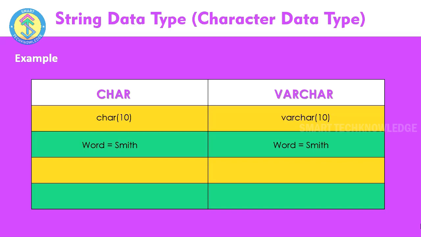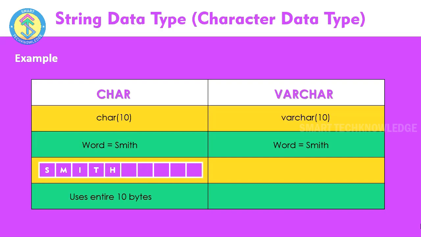If I use char 10, I am allotting 10 bytes. Even if the word Smith has 5 characters, it will use the entire 10 bytes. But in case of varchar 10, it will use 5 plus 1, that is 6 bytes. Remember that in varchar, it uses an additional 1 byte for storing a data or name. This was all about string data type.